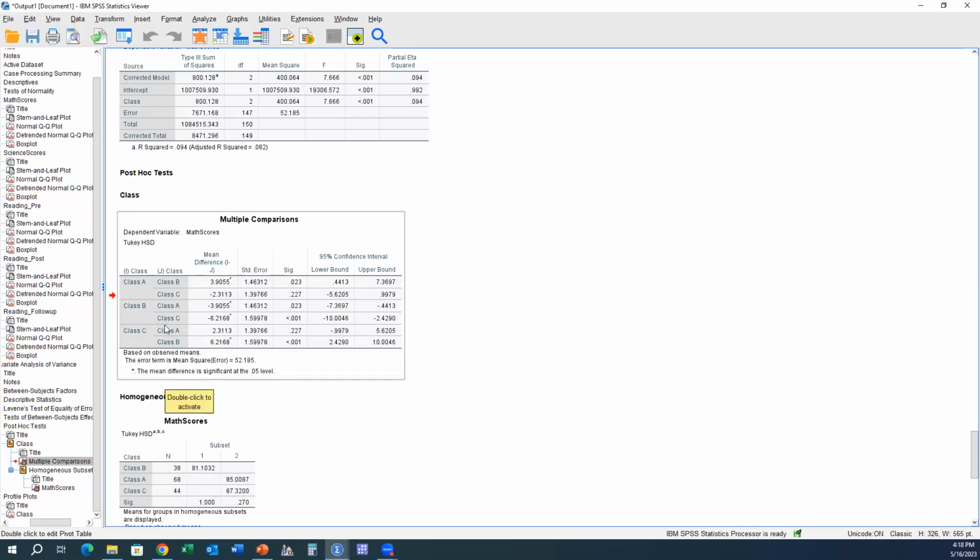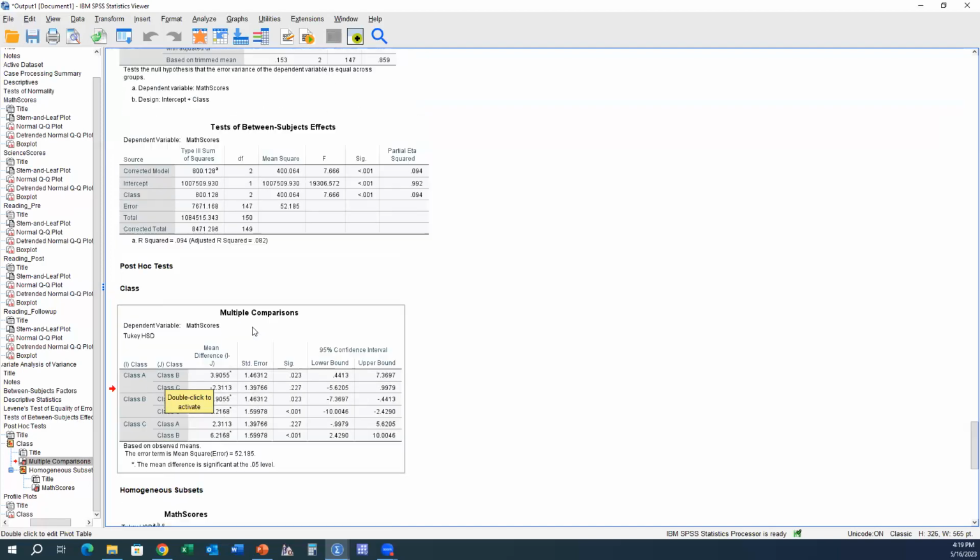We need to look at class B and class C. That is the one comparison we have not looked at. So going across this class C row, we see that there's about a 6.2 point difference, and it is a significant difference. Okay, so class B minus class C is a negative number. That means that class C must have scored higher. Let's double check that.